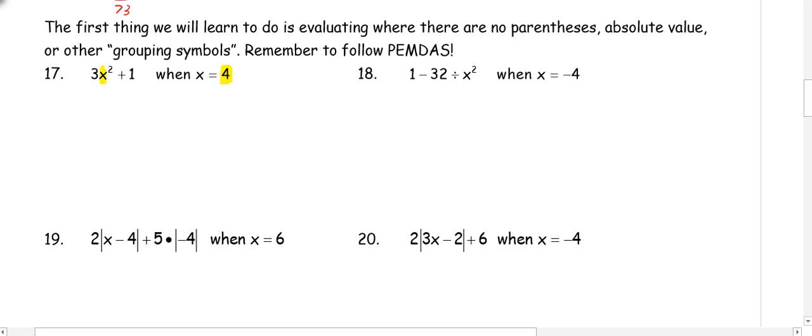So when I substitute, we have 3 times parentheses 4 squared plus 1. So our first step is the exponent, 4 squared. 4 squared is 16. So we have 3 times 16 plus 1. 3 times 16 is 48, plus 1 gets us 49.